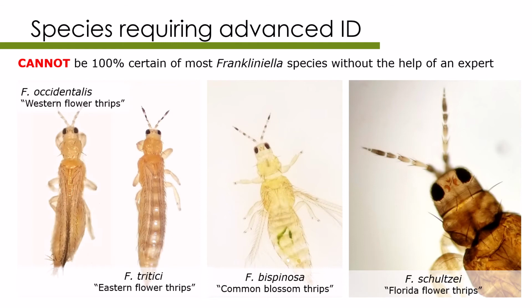Other pest species have several lookalikes that require taxonomic expertise and a compound microscope to really differentiate. Many Frankliniella species are difficult to tell apart. Western flower thrips cannot be easily differentiated from eastern flower thrips, common blossom thrips, or Florida flower thrips. Before you get stressed out about this, I want to reassure you that almost all of the Frankliniella species we find in Canadian greenhouses are western flower thrips.